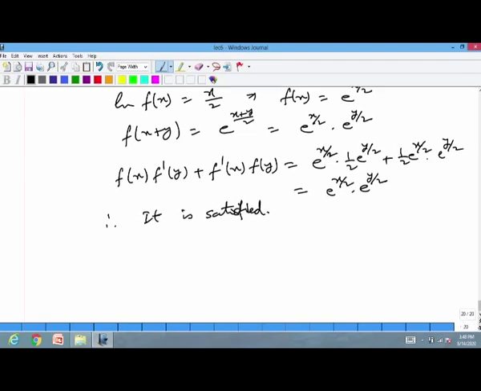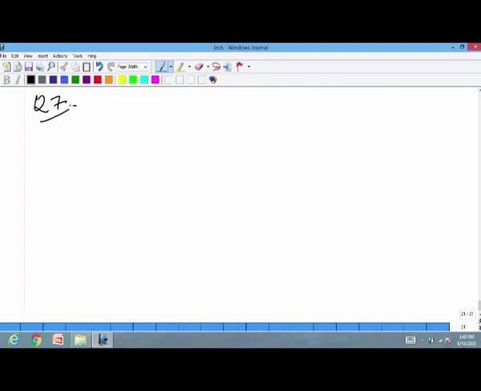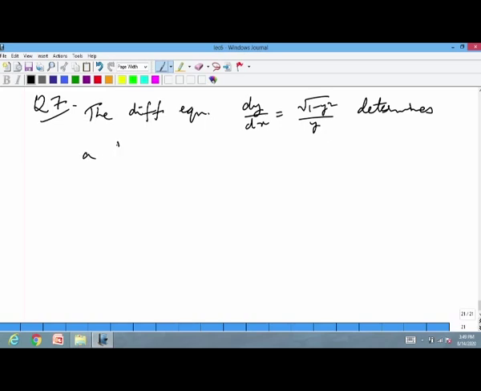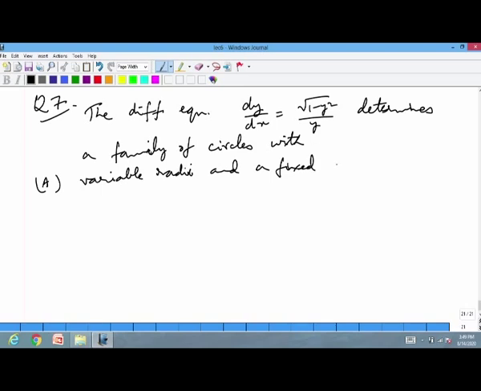Let us do one more problem. The differential equation dy dx equal to square root of 1 minus y square by y determines a family of circles with option A, variable radii and a fixed center at the point 0, 1.